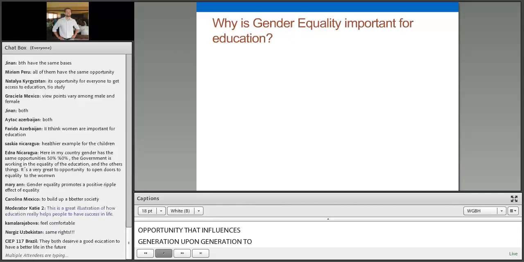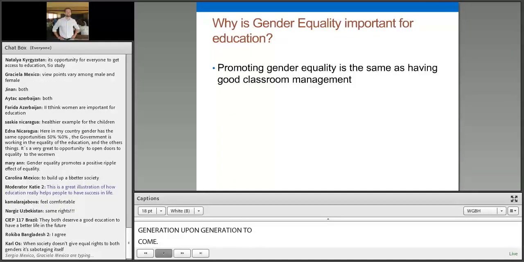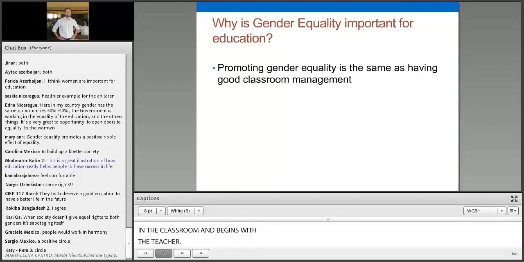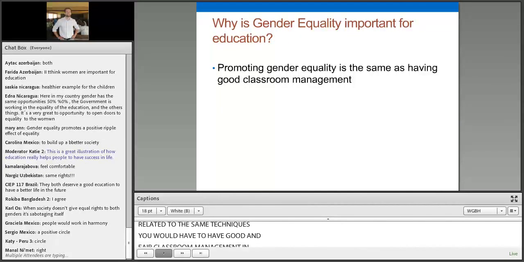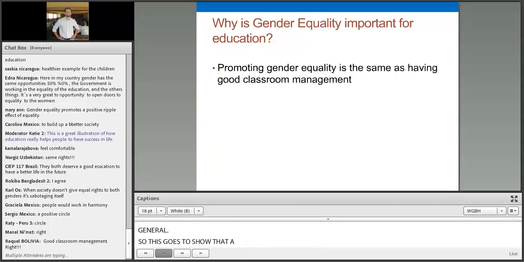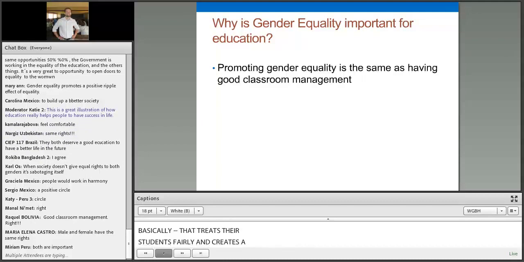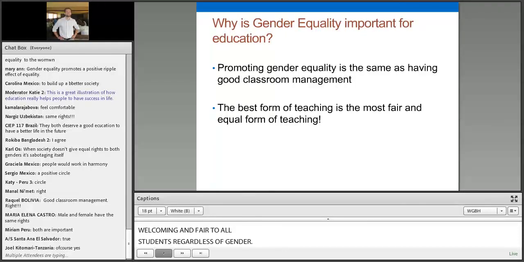Okay. So what's important to remember is that promoting gender equality begins in the classroom and begins with the teacher. But what's fortunate is that many of the techniques you can use as a teacher to promote gender equality are very closely related to the same techniques you would use for good and fair classroom management in general. So this goes to show that a strong teacher is one that treats their students fairly and creates a classroom environment that is welcoming and fair to all students, regardless of gender. The best form of teaching is the most fair and most equal form of teaching.